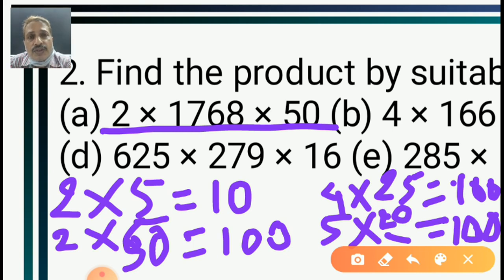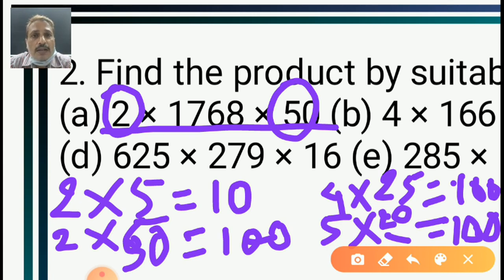So look at the first question. Is anything common? Yes, my dear student, here 2 and 50 are there, which give us 100. And 100 has how many zeros? 2. 10 has 1. 1000 has 3 zeros. So remember these things. Okay, let's start with the answers. Very easy question, students. You will get marks easily.